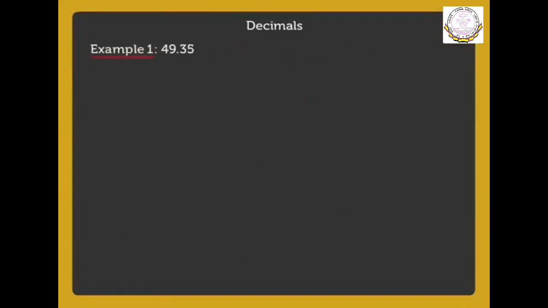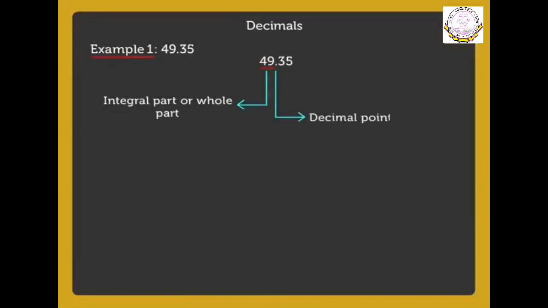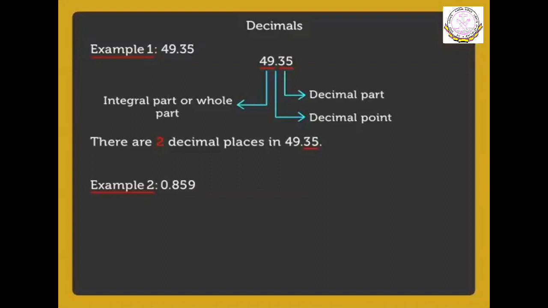Example first, 49.35. Now in this, 49 is the whole part, then the fraction is separated with a point, it is called the decimal point, and 35 is the decimal part. And we can read it as 49.35. And children, now we can say there are two decimal places in 49.35.